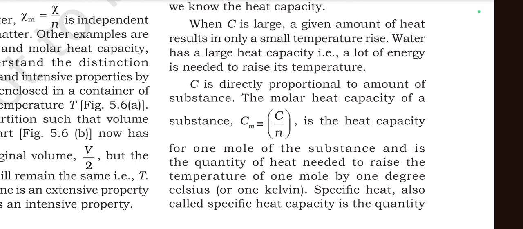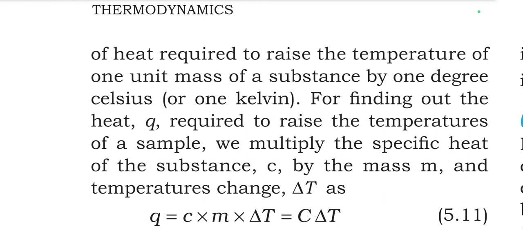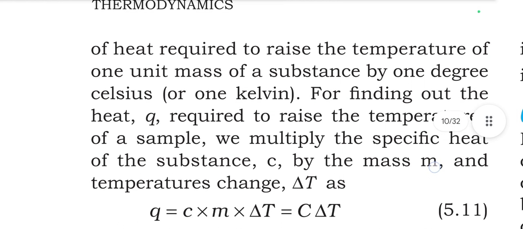Specific heat, also called specific heat capacity, is the quantity of heat required to raise the temperature of 1 unit mass of a substance by 1 degree Celsius. For finding out the heat required to raise the temperature of a sample, we multiply the specific heat of the substance, c, by the mass m and the temperature change delta T. Q is equal to c into m into delta T, which is equal to C delta T.